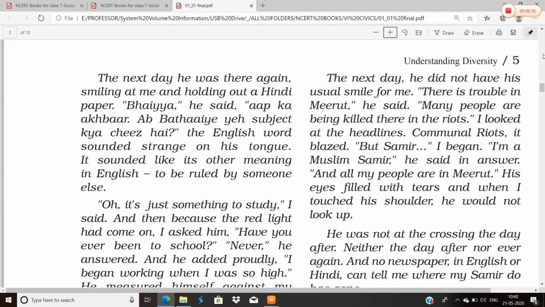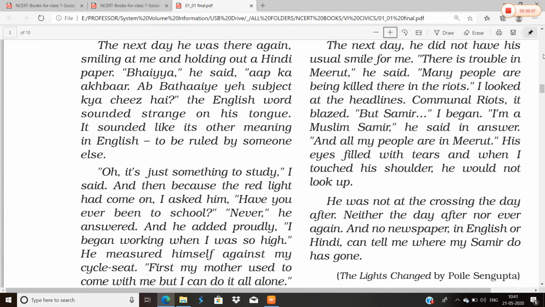And then he replied, "Oh, it's just something to study." The boy who was purchasing the newspaper said it is something we used to study in school. And then, because the red light had come on, I asked him, "Have you ever been to school?" So as the red light started, he stopped himself and asked, "Have you ever been to school?" And the boy who was selling the newspaper said, "No, I have never been to school."